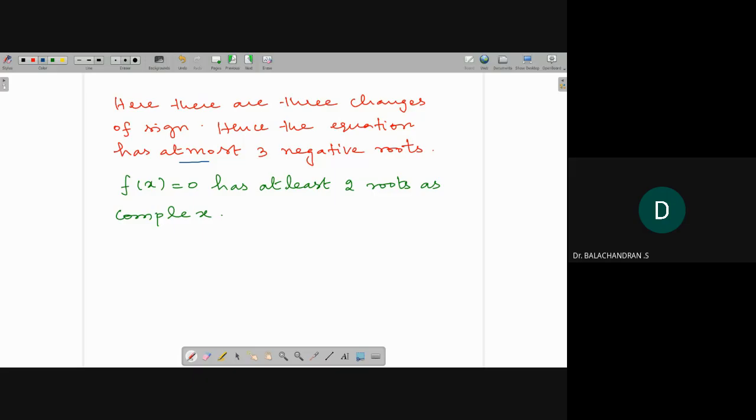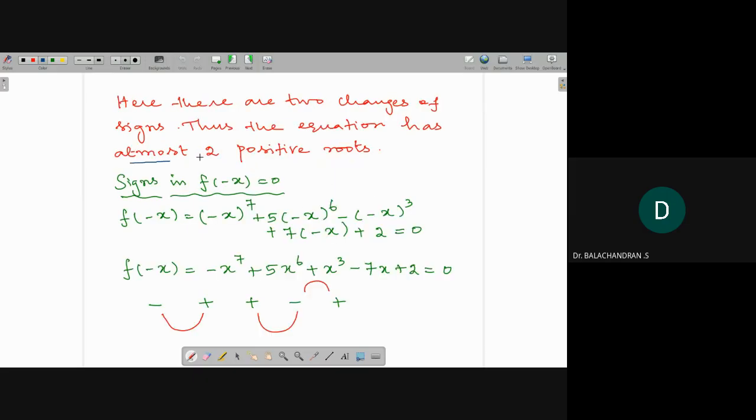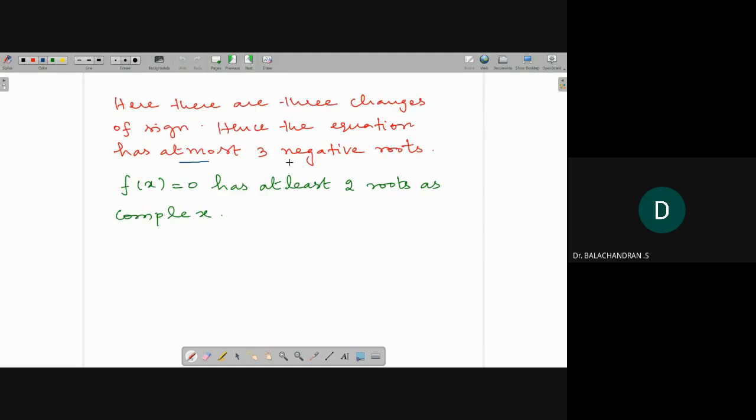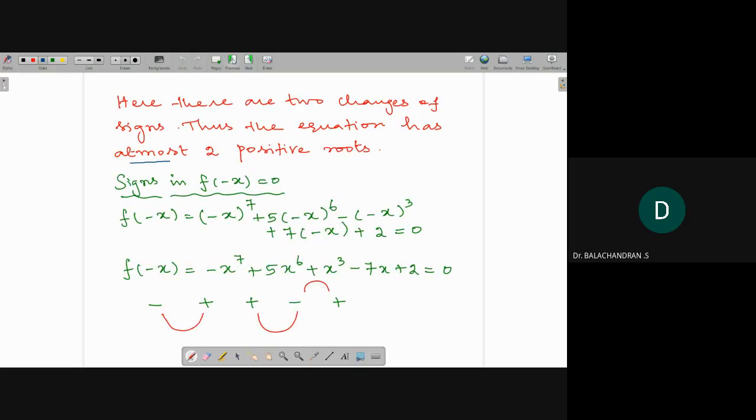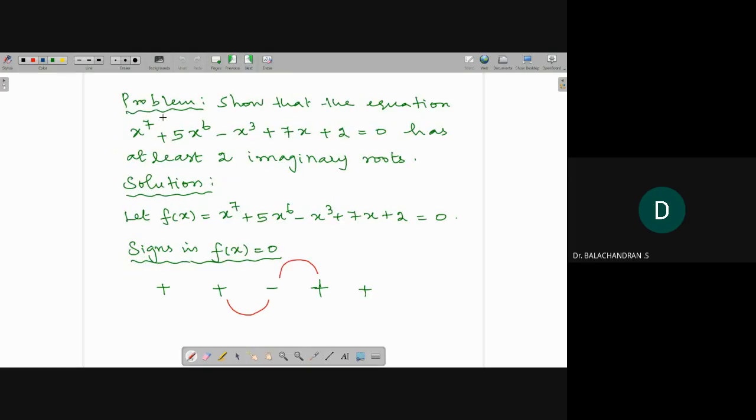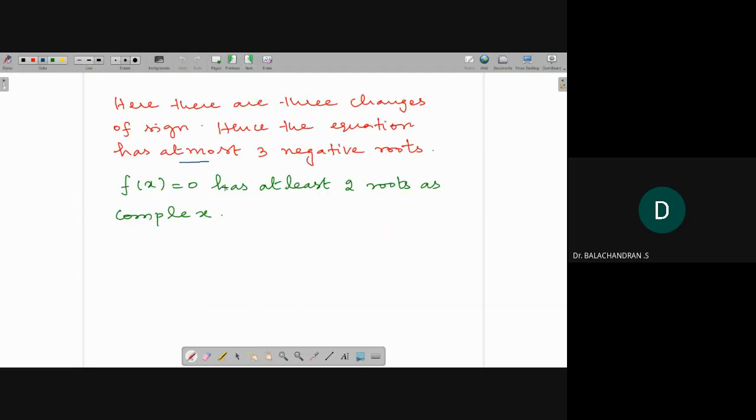So already I told that the equation has at most two positive roots. Now it has at most three negative roots, but the degree is what? 7. So it has at least two imaginary roots. So f of x equal to 0 has at least two complex roots.